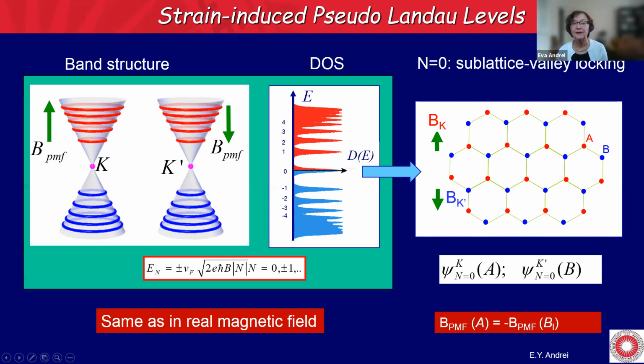So there is a locking, a sublattice-valley locking. In other words, the electrons on the red side are going to see a field up, and electrons on the blue side are going to see a field in the opposite direction. And you will see how we can see that in STM.